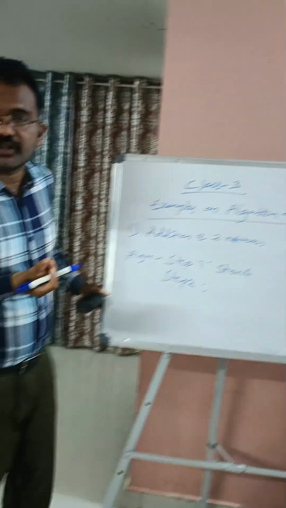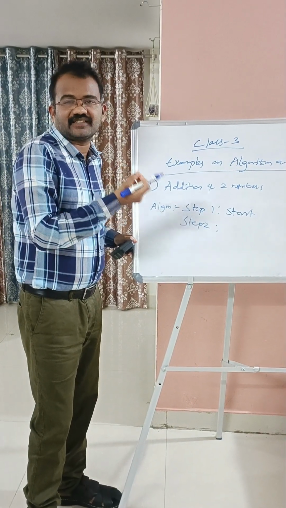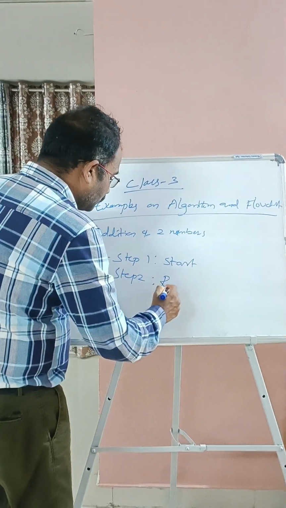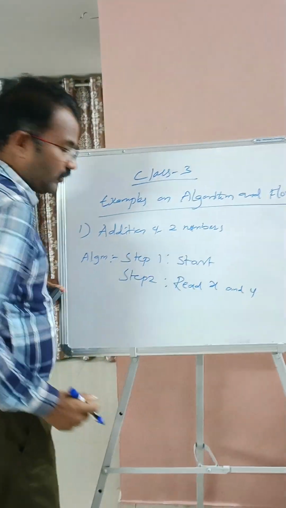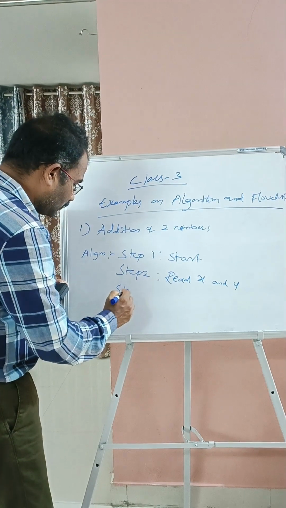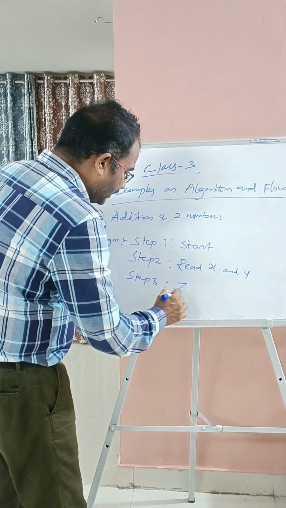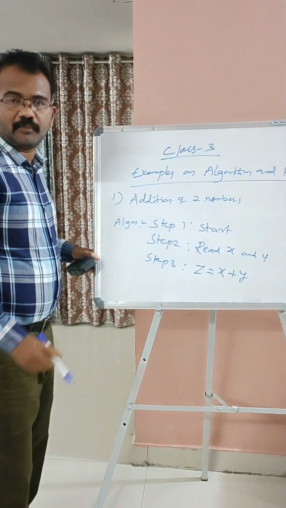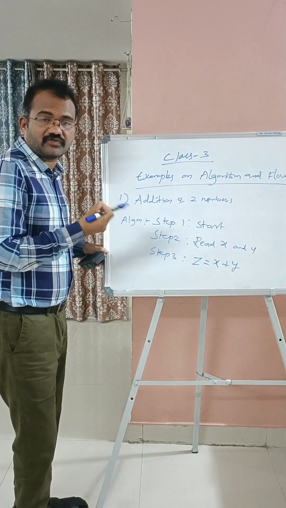Step 2. We need to give the input values for two numbers. Suppose we are assuming the two numbers are x and y. So we need to read x and y from the keyboard. Read x and y. So we are taking the values of x and y. Now step 3, we need to write z is equal to x plus y. So we are calculating the z value.